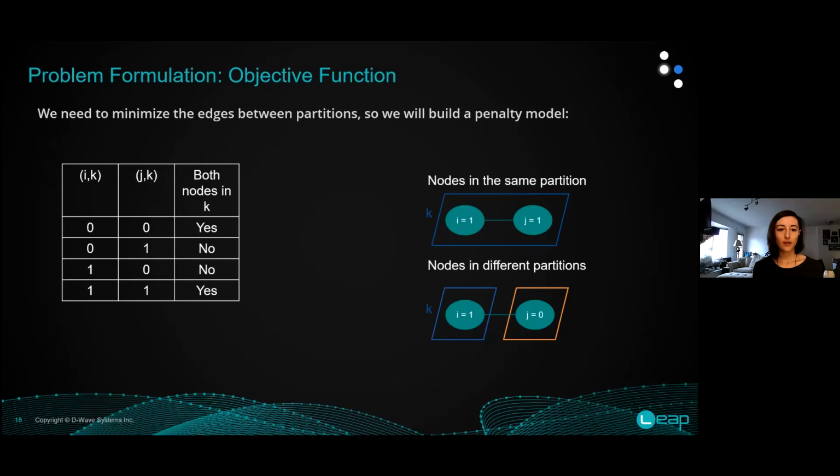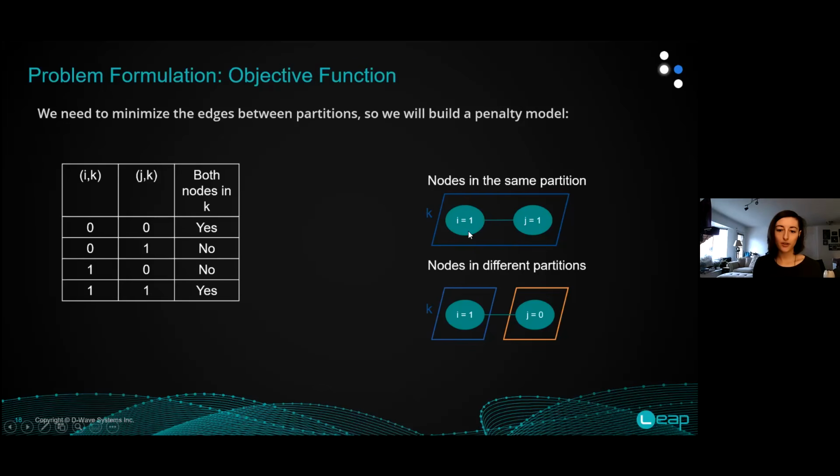All right, now we're going to build our objective function. Remember that our objective is to minimize the edges between partitions. And the way we're going to think about building this is by building a penalty model. So I'm going to start by just considering 2 operations, operation i and operation j, which are represented in these circles or nodes on the right-hand side here.